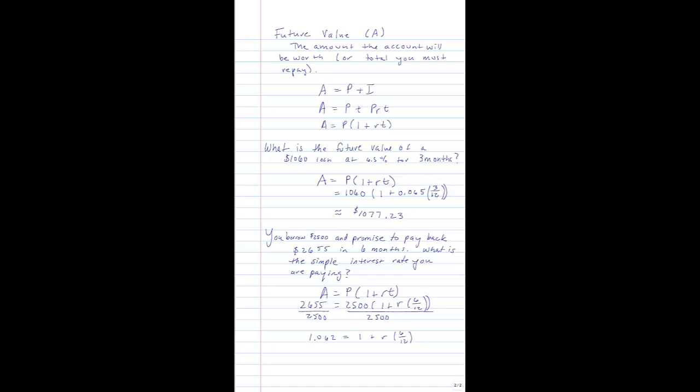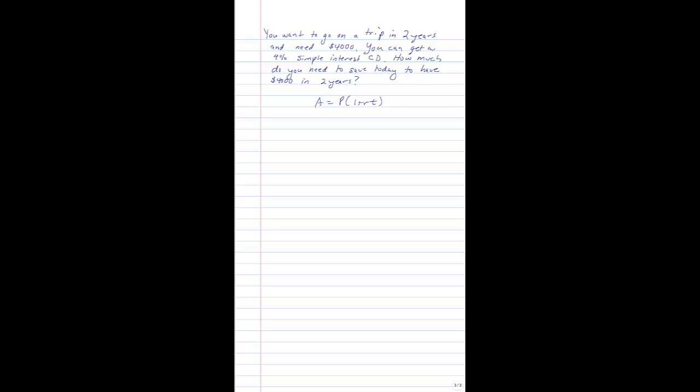Now I want to warn you, don't round early. Leave as many decimal places as you can in your calculator, because if you round too early, you'll get an incorrect answer by the time you're done. The next thing I'm going to do is subtract 1 from both sides. 6/12 is just equal to 0.5, so I'm going to divide both sides by 0.5. And I get that my rate is equal to 0.124 or 12.4%.